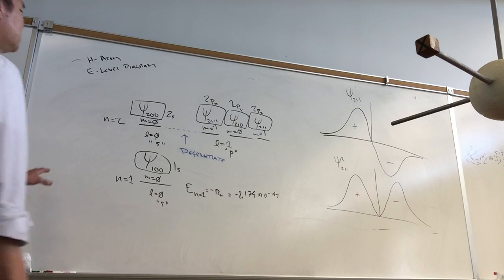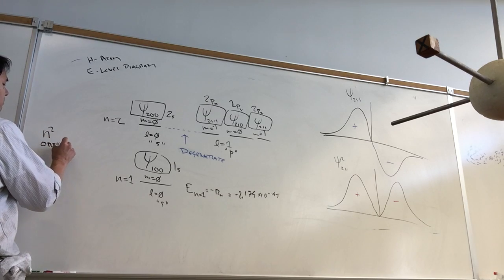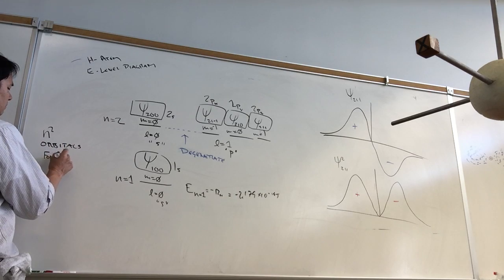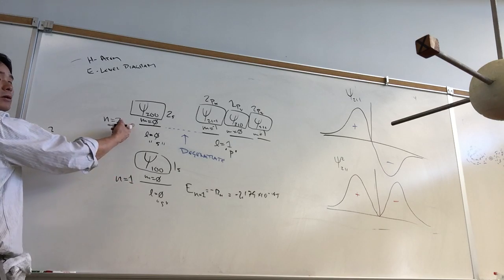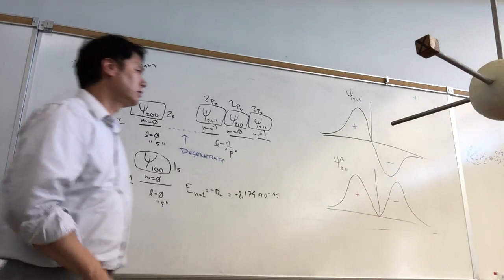So far, I'd like to say there are n squared orbitals, n squared orbitals for each n. So 1 squared is 1, 2 squared is 4. Let's see if this pattern holds.